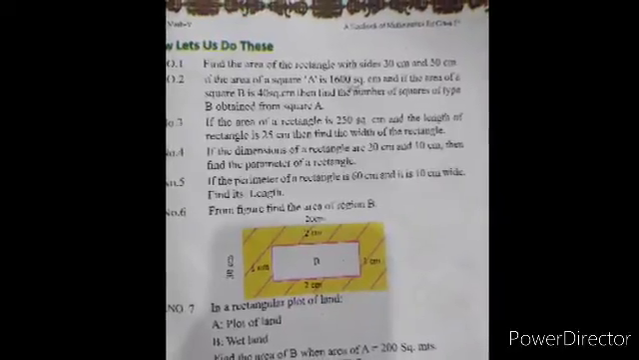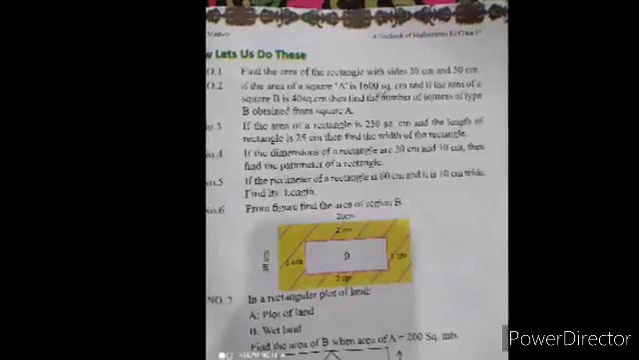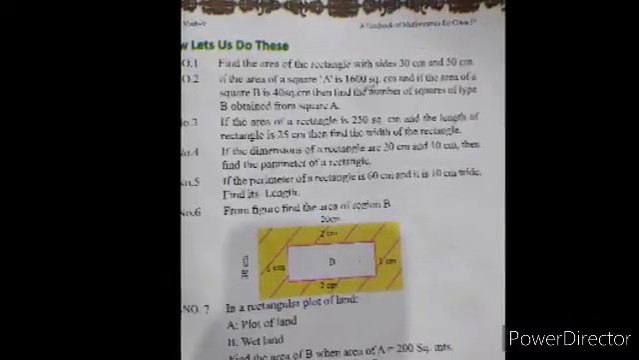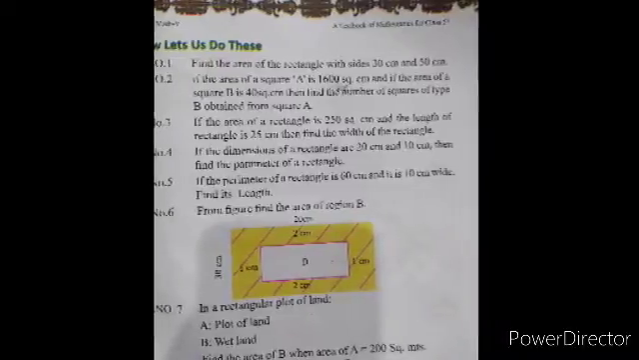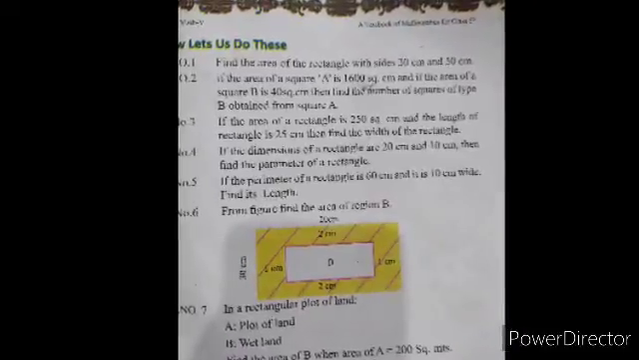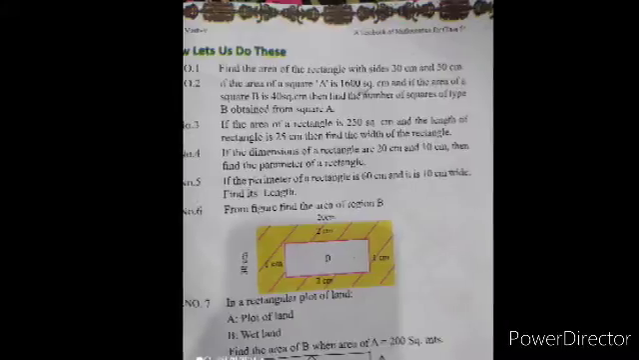is equal to twice (length plus breadth). Twice into length, which is 20 centimeters, plus breadth, which is 10 centimeters. So twice into 30. 30 into 2 is 60 centimeters. 60 centimeters.